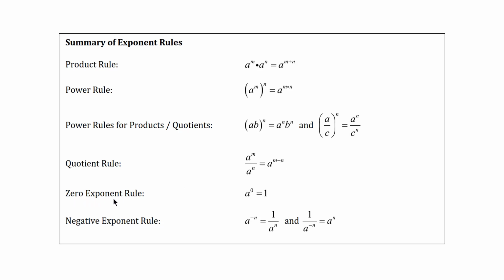Next, we have the zero exponent rule. A to the 0 power is equal to 1. And then we also have the negative exponent rule. A to the negative n is equal to 1 over a to the n, and 1 over a to the negative n is equal to a to the n. Alright, so in the next set of examples, we're going to use our exponent rules to simplify.